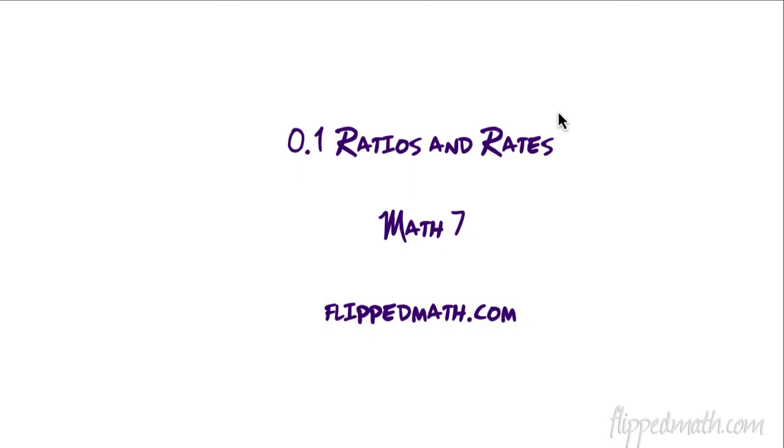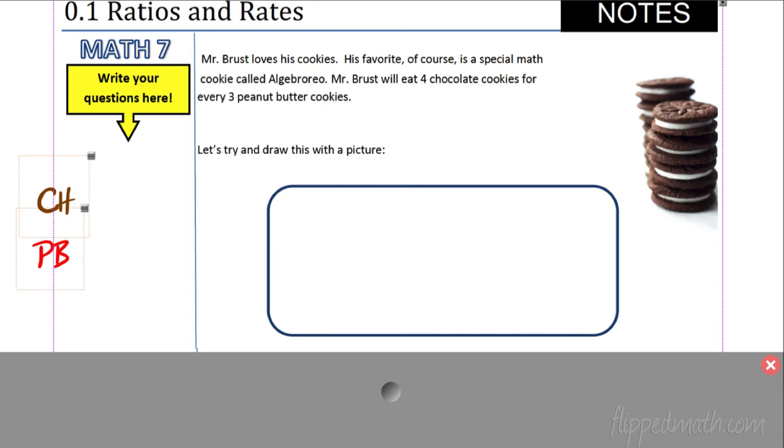I'm going to teach you a little bit about ratios and rates in this first lesson. Now, it should be review, right? Let's start with an example here. We're talking about Mr. Brust. He's loving his cookies. He's another Algebro. His favorite, of course, is a special math cookie called an Algebrorio. I think we made that up, right? So we might do that sometimes.